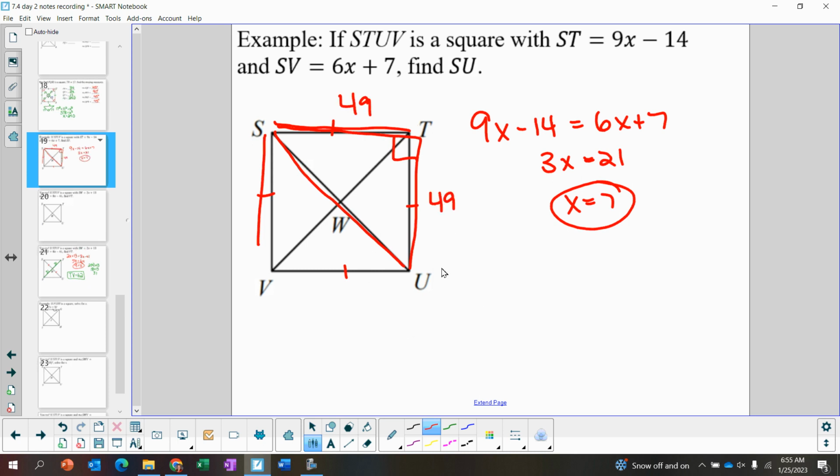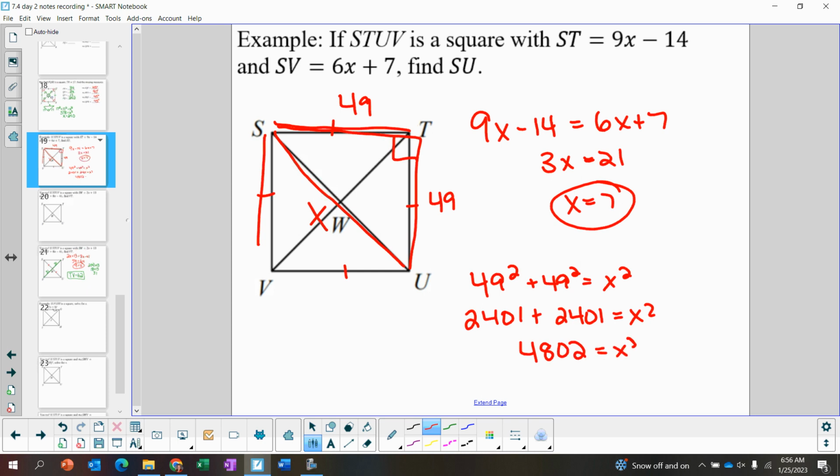So now we're going to do the Pythagorean theorem. So we have 49 squared plus 49 squared equals x squared. 49 squared is 2401. So together that's 4802. And then we could take the square root. So we get about 69.3 for the length of x.